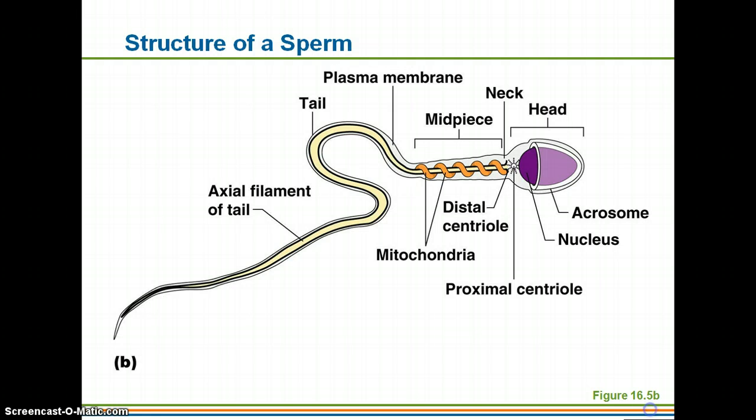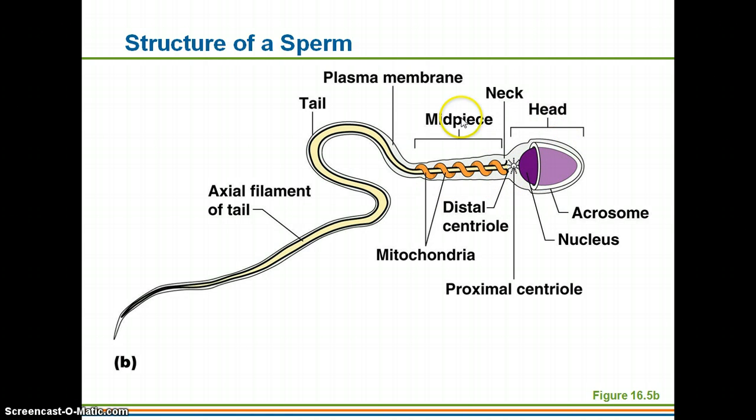Okay. So here we have the structure of the sperm. We have the head right here, which is going to include the nucleus, and that's where the chromosomes are going to be. It is surrounded by the structure called an acrosome. It's kind of like a helmet. And it is going to produce lysozymes that are going to help break down the external structure of the egg so it can actually penetrate.